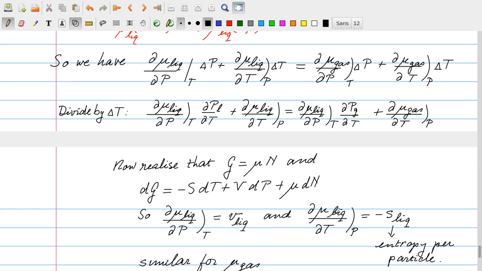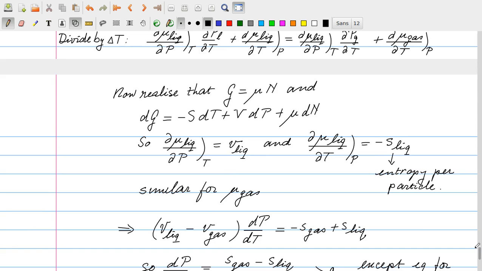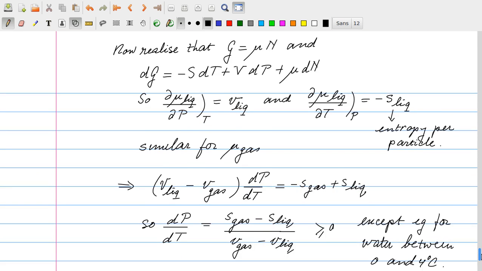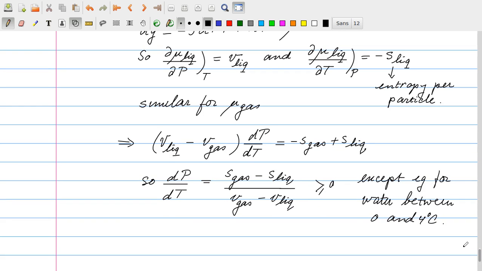If I look at d mu liquid dT, I get this minus S divided by N gives me minus small s liquid, and small s liquid means the entropy of the liquid per particle. So it's the total entropy divided by the number of particles. I do the same for the gas, and then immediately I find the following relation. V liquid minus V gas times dP dT is minus S gas plus S liquid. And so I can then transform this equation into dP dT.